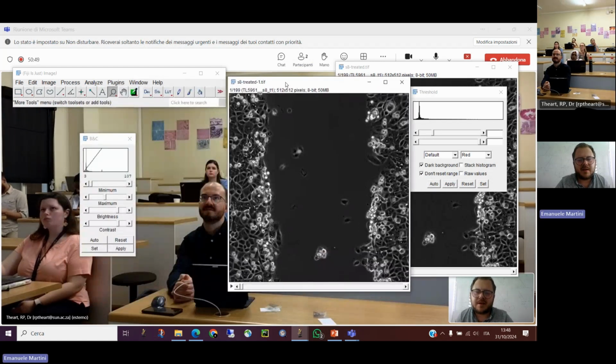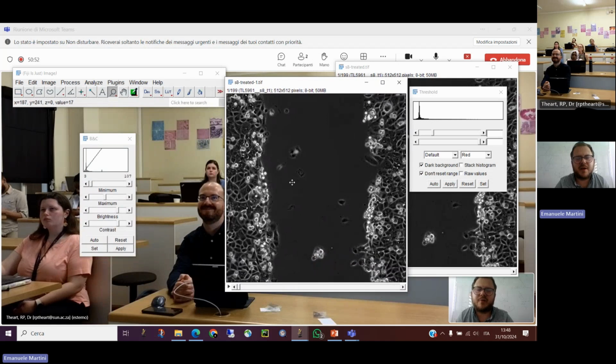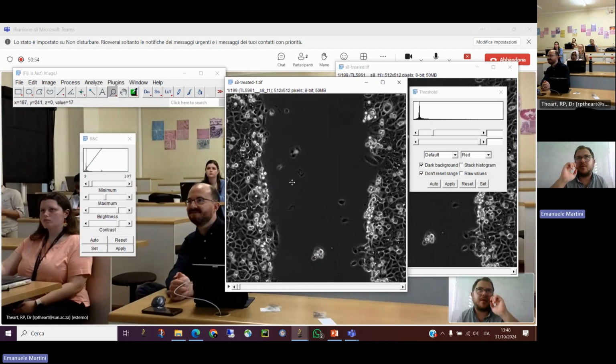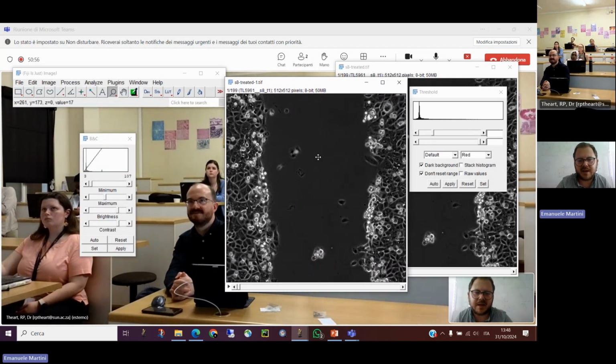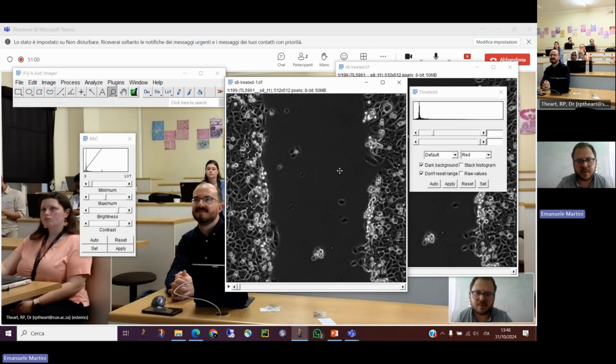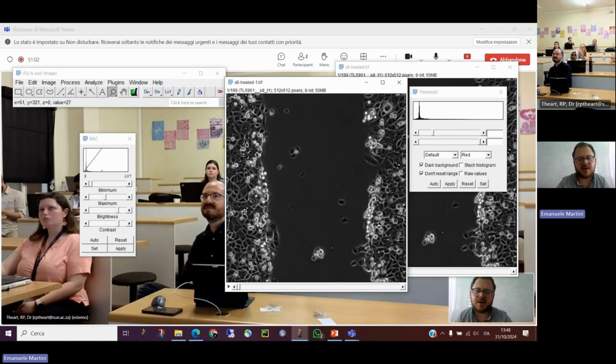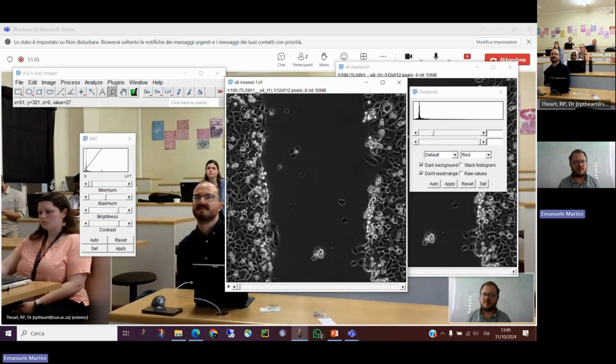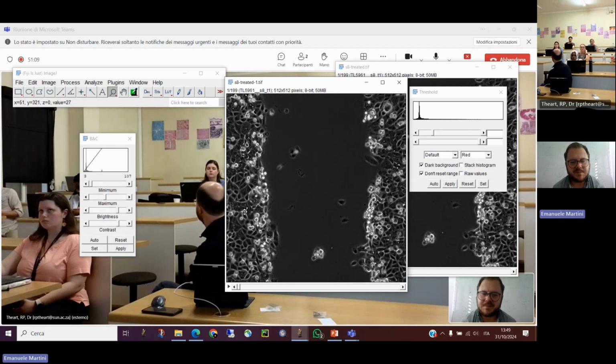Do you have an idea? Anybody has an idea which kind of filter we can use here? You have to think what's the difference between this area, the wound area, and this area where there are the cells. Just think, I don't know, 1 minute, 30 seconds. Let's see if someone has some ideas.